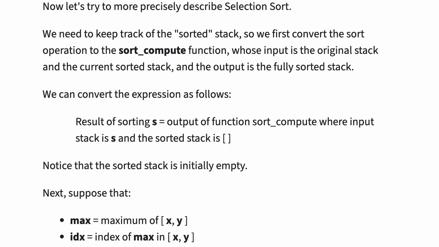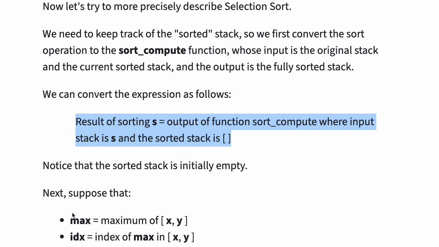We need to keep track of the sorted stack, so we first convert the sort operation to the sort compute function, whose input is the original stack and the current sorted stack, and the output is the fully sorted stack. We can convert the expression as follows. Result of sorting S is equal to the output of the function sort compute, where input stack is S and the sorted stack is empty.